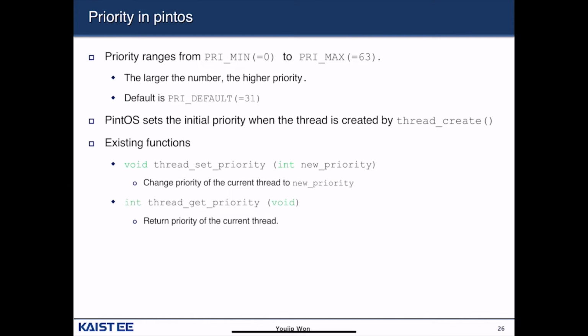Let us explain the priority in Pintos. In Pintos, the priority ranges from 0 to 63. There are 64 priority levels. And the larger the number, the higher the priority. The default priority is set when the thread is first created, and the default priority value is 31. The Pintos operating system currently provides two functions. First one is set thread priority that sets the priority of a thread to a specified value, and then get priority that gets the priority of a given thread.